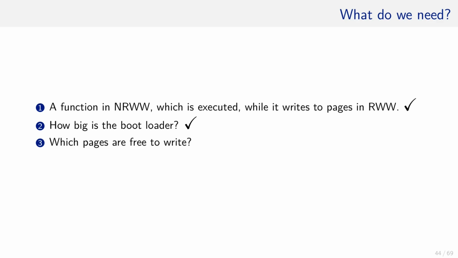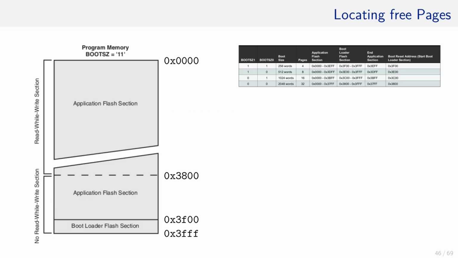So far, we know how much space we have in the no read while write section in the program space, and we implemented the functionality to be placed there. There is only one question that remains: where is space in the flash to store the data safely without overwriting anything? I will show you multiple examples how to find pages in the flash that are unoccupied, so that we can safely store data into those pages without overwriting any part of the program.